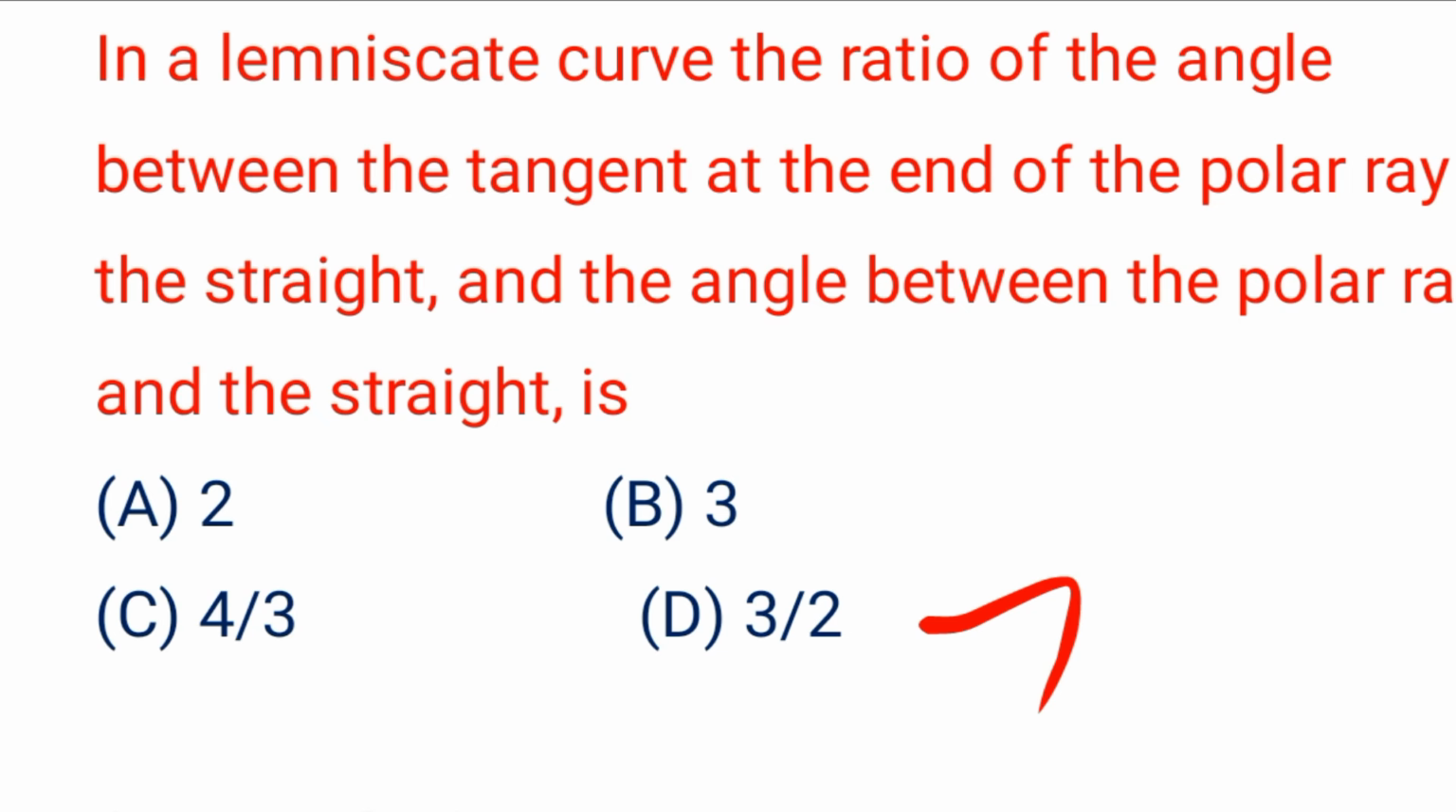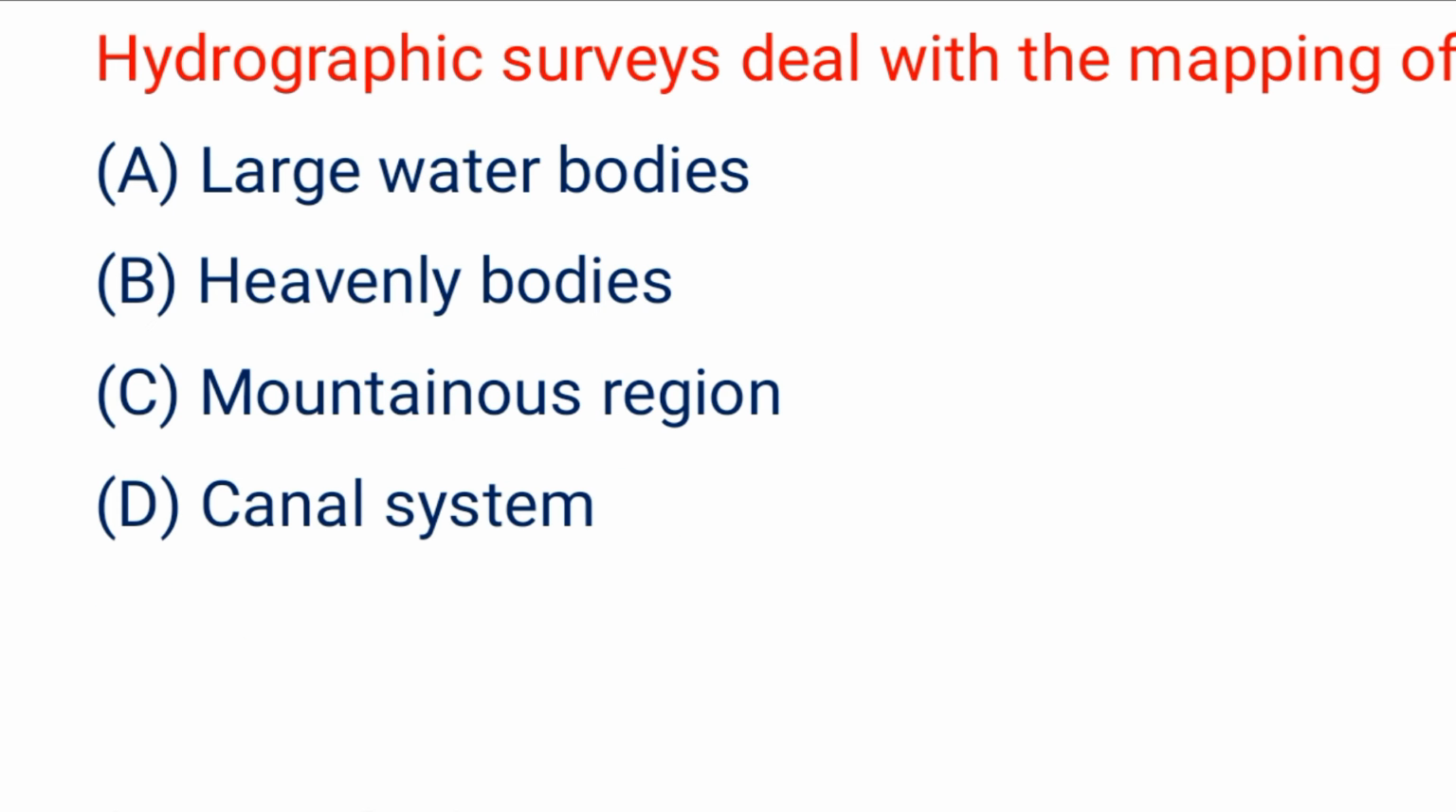Next question, hydrographic survey deals with the mapping of option A large water bodies, option B heavenly bodies, option C mountainous region, option D canal system. The correct answer is option A large water bodies.